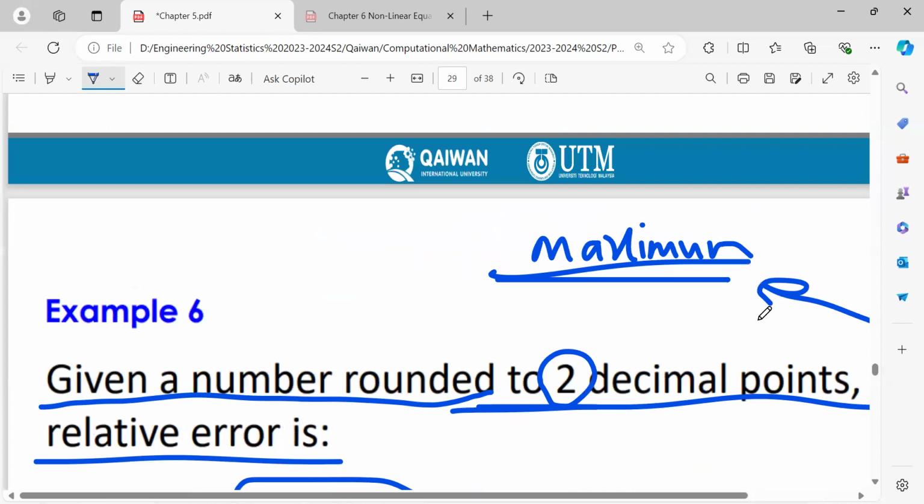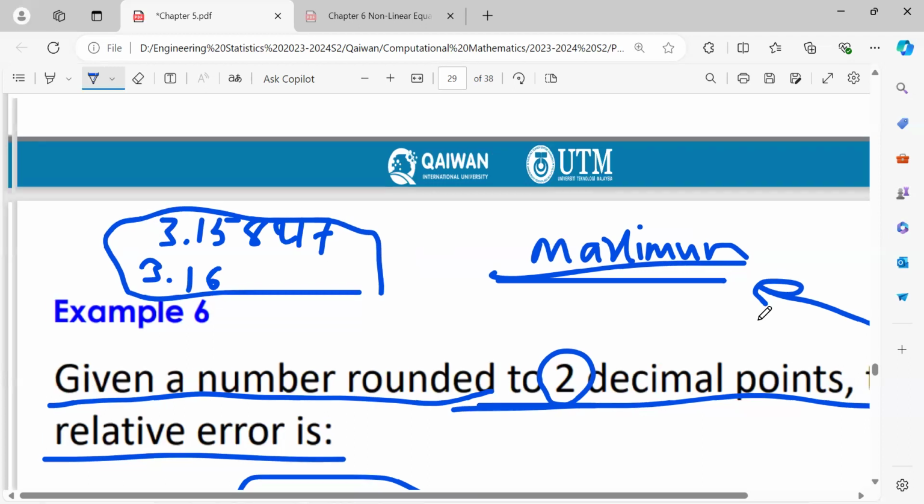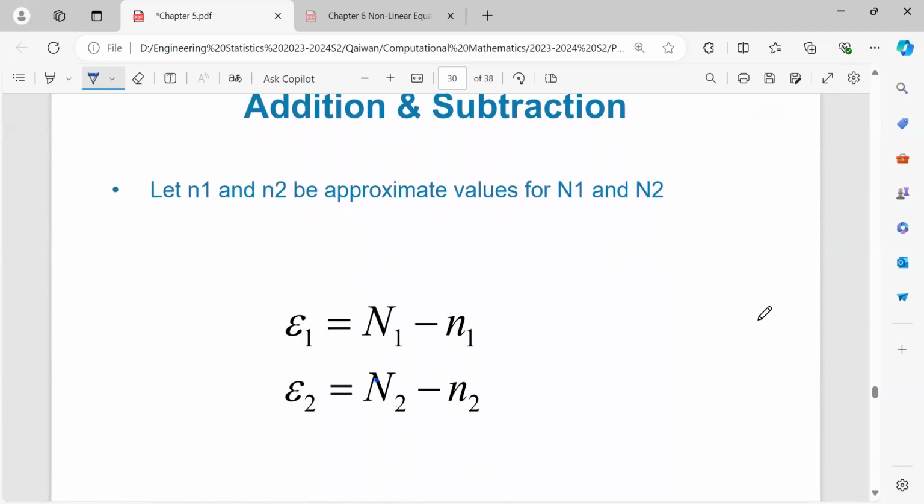Sometimes it's not given that it was rounded to that number of decimals. Sometimes the exact value is given, and also the approximate value is given. Here, if you have 3.15817, and it's given, what's the absolute error for 3.16? To how many decimal points is this rounded? It's 2. It's rounded to two decimal points. Okay, sometimes it's given like that. From the given information, be sure that you know which number of decimal points it is rounded to.